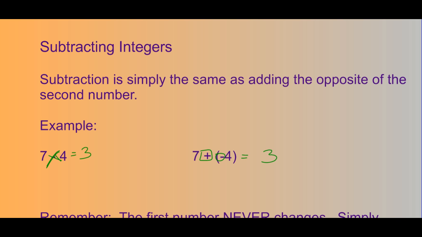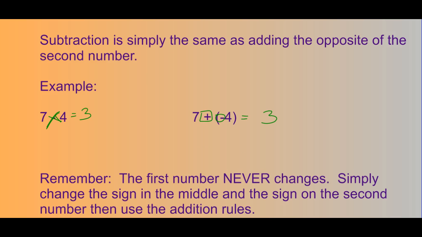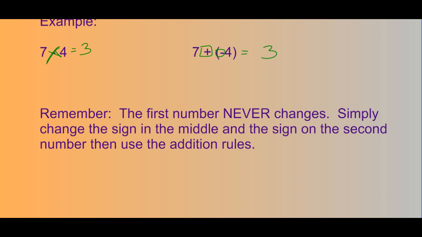Our rule is simply change the sign from subtraction to addition and change the sign on the second number. If the second number had been negative, it would become positive. If it's positive, it becomes negative. And we have one key thing to remember here. The first number never changes. When we rewrite the problem, you keep the first number the same, change the sign from subtraction to addition, and change the sign on the second number.